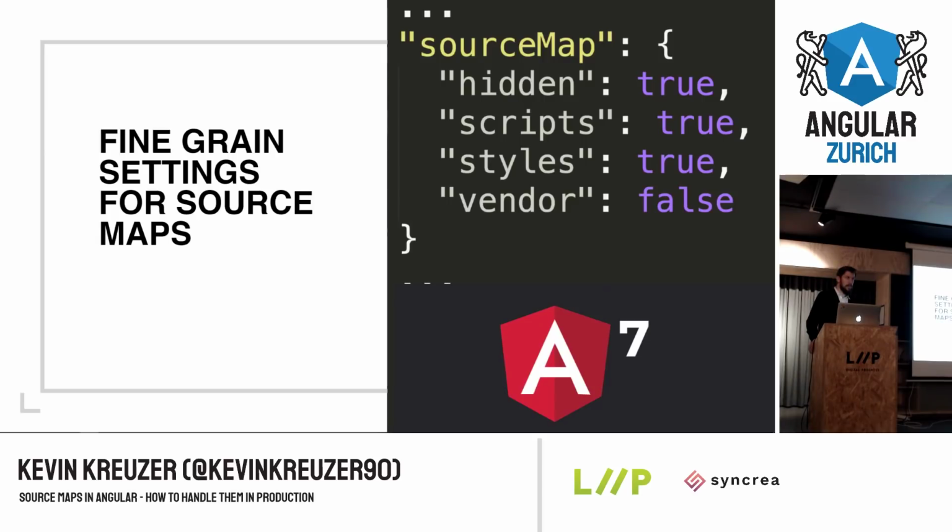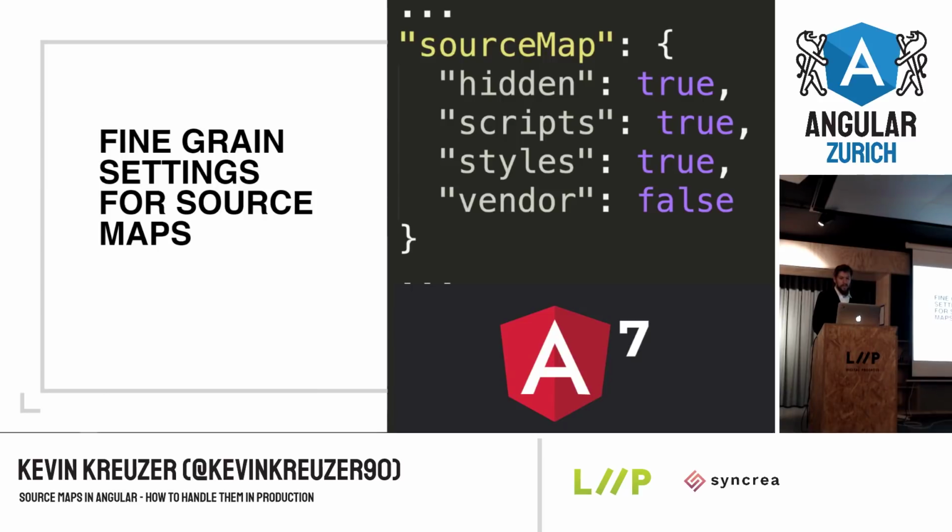Then there's the scripts property, which says if you want to have source maps only for scripts or not. So you could also generate source maps only for styles with these properties. And then there's also the vendor property that was deprecated before. Then one thing to notice is you cannot just set hidden to true and leave scripts and styles away. This will not work. So once you set hidden to true, you also need to explicitly set scripts and styles. That's one thing that you should keep in mind.